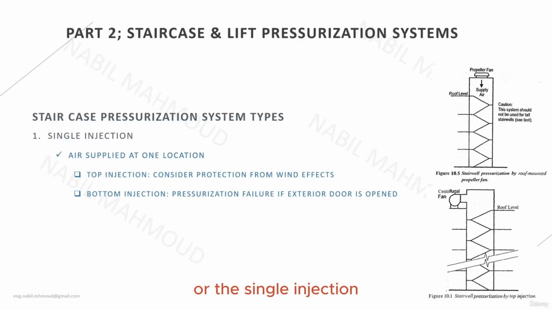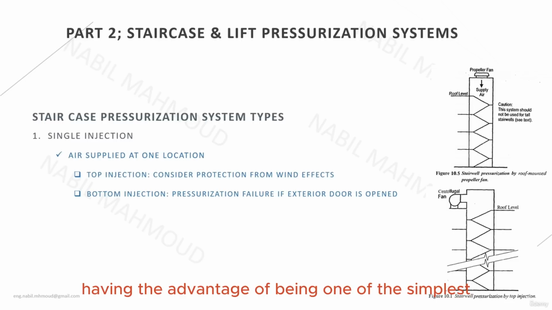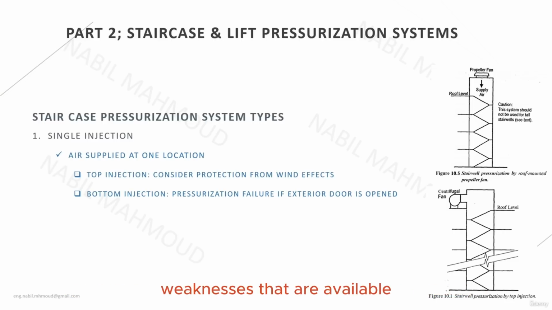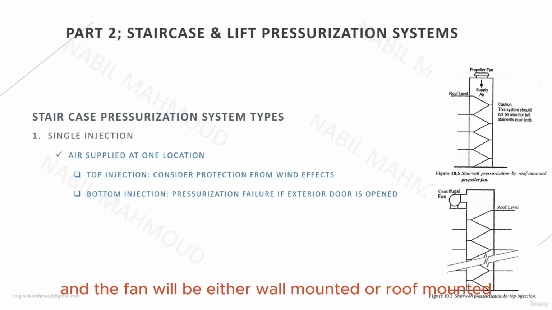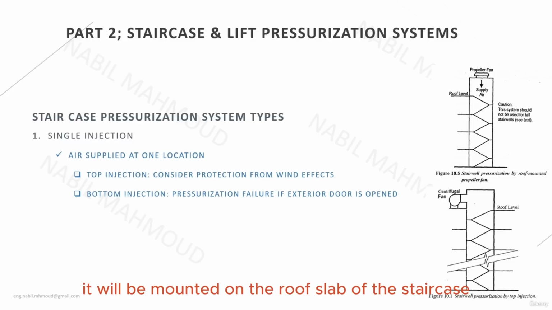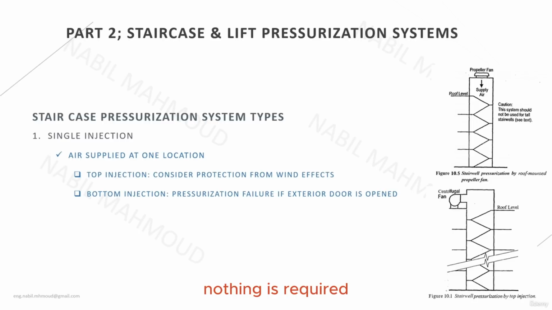The single injection staircase pressurization system has the advantage of being one of the simplest systems ever used, but it also has one of the major weaknesses. By single injection, it simply means that you will use only a single injection point to pressurize the staircase, which means that you will use only one fan, and the fan will be either wall mounted or roof mounted. Wall mounted can be on any wall at any location or elevation, and roof mounted means it will be mounted on the roof slab of the staircase. This is very cost effective. There is no need for any duct, and nothing is required except putting the fan on the wall or the roof.